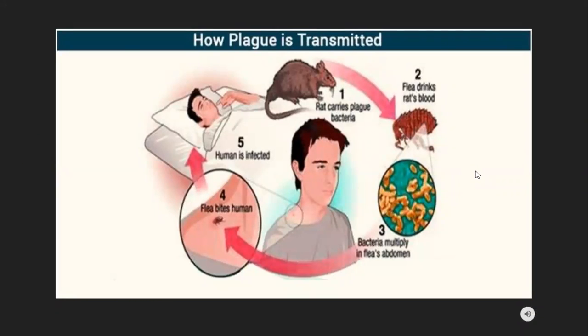So here's a picture basically describing how it is transmitted. First, the rat will carry the Yersinia pestis bacterium. Then a flea will drink the rat's blood and contract the virus themselves. Then the bacteria will multiply in the flea's abdomen. Once a flea latches onto a human and bites the human, it will ultimately infect the human, causing a terrible sickness.